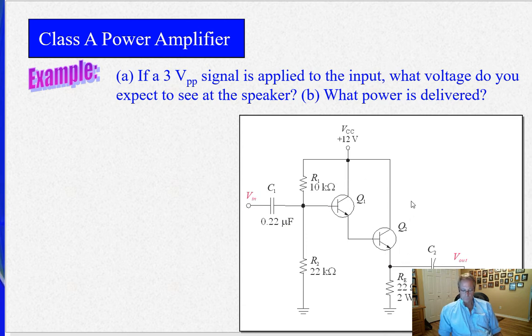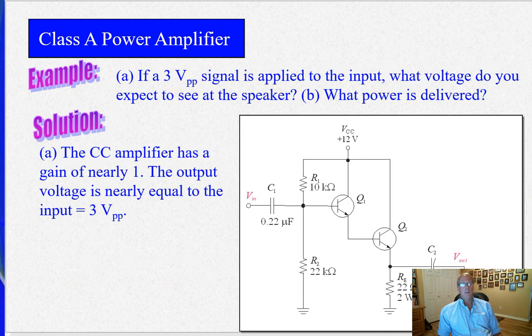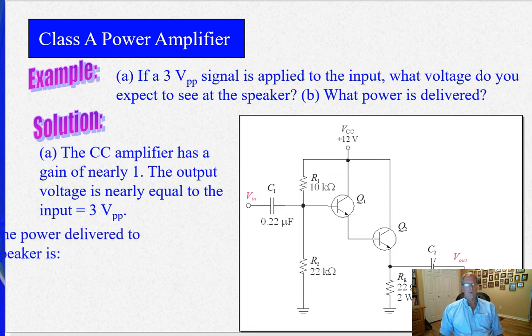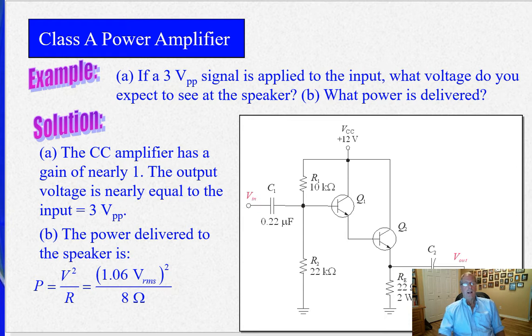So there is power gain. So this common collector, again, emitter follower, same thing, just two different names for the same circuit. So the output is about 3 volts peak to peak. Power delivered to the speaker is that 3 volts RMS. Remember, power is always an RMS.